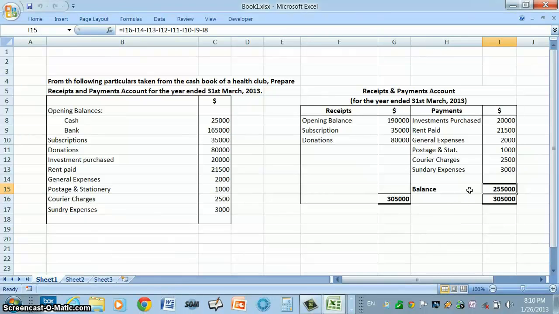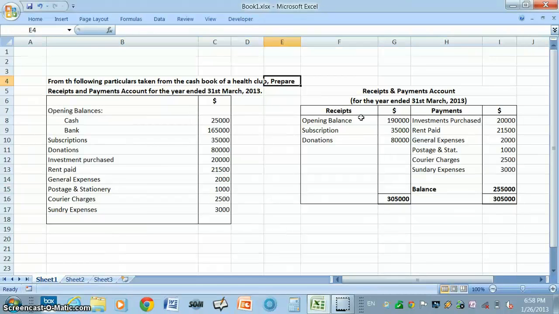Now this balance we are to show in the balance sheet of the health club. So in this manner we have prepared this receipts and payments account. I hope that you understood how to prepare this receipts and payments account.